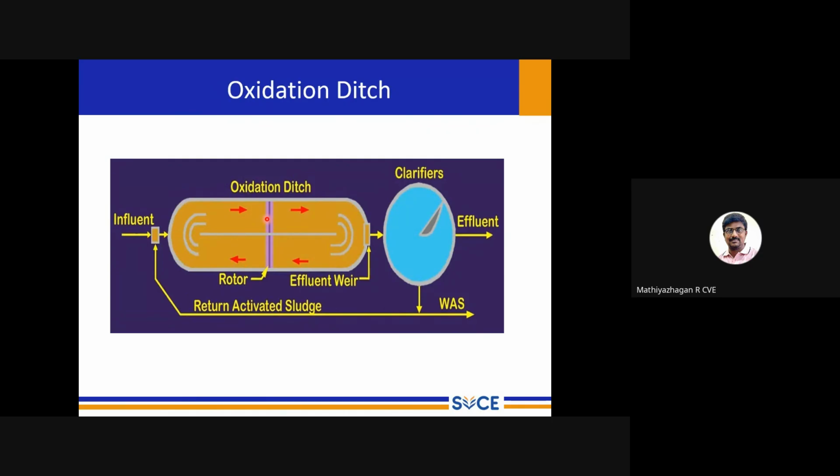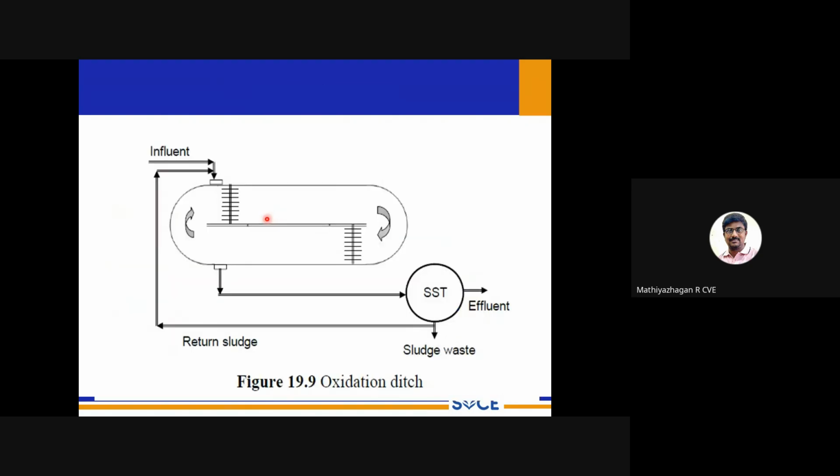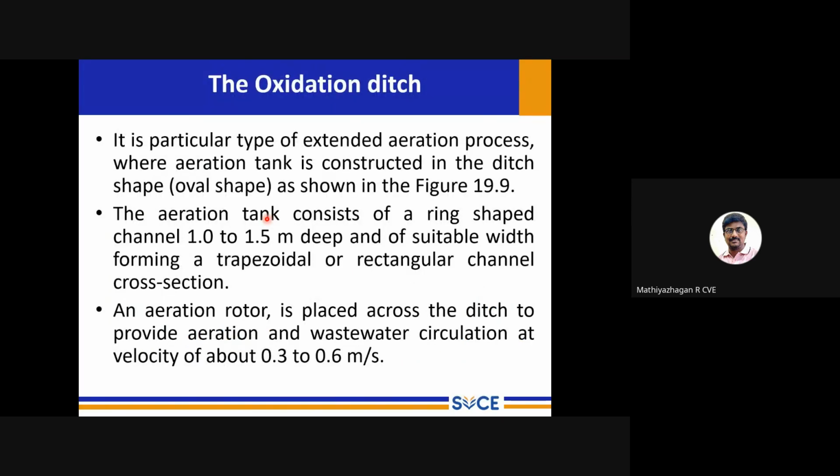Because of the very high detention period, we can achieve more treatment efficiency than the aeration tank, that is, the activated sludge process. It is a 1 to 1.5 meter depth oval shaped tank, maintaining a velocity of 0.3 to 0.6 meter per second.